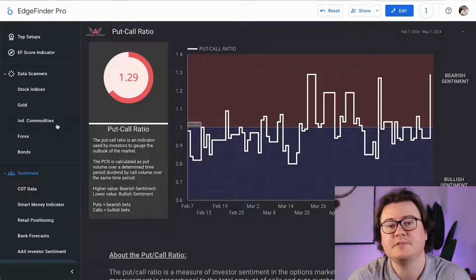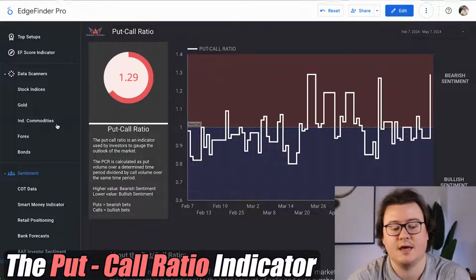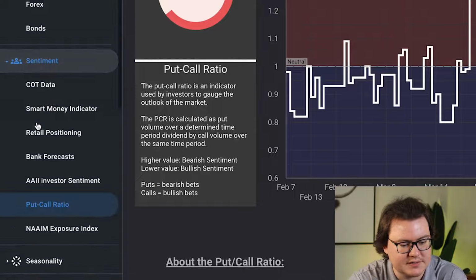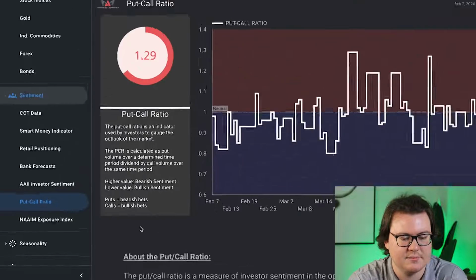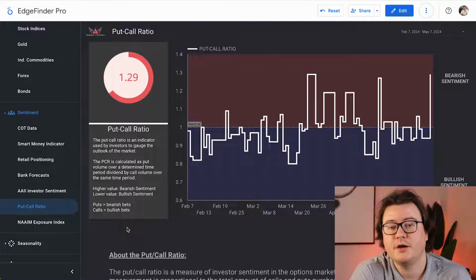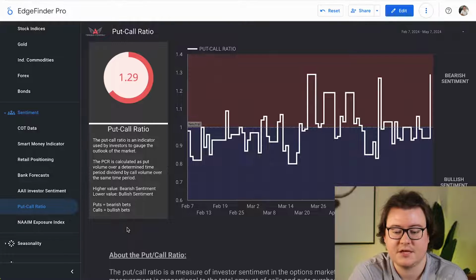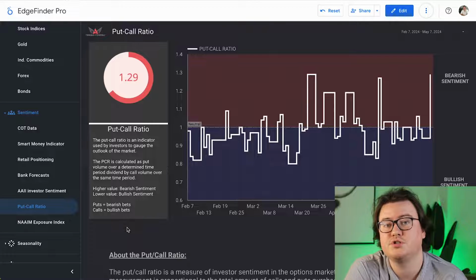In today's video, I'm going to be talking about the put-call ratio tab, which can be found over here on the left side under our sentiment section, the put-call ratio tab. Puts and calls are often used in options trading, but even if you're not an options trader, this can be really useful for just gauging overall bullish or bearish market sentiment.